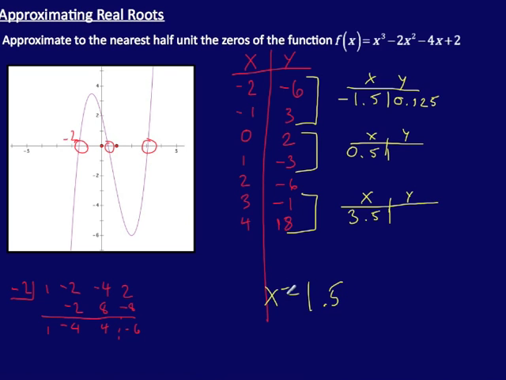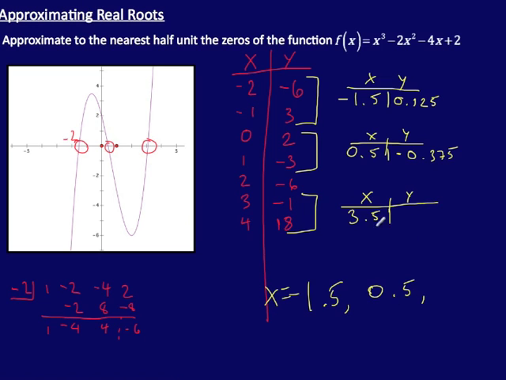So that means our first zero is x equals -1.5. For our second, let's try plugging in 0.5. If we do that, we get -0.375. -0.375 is closer to 0 than either 2 or -3. So my second zero is 0.5.